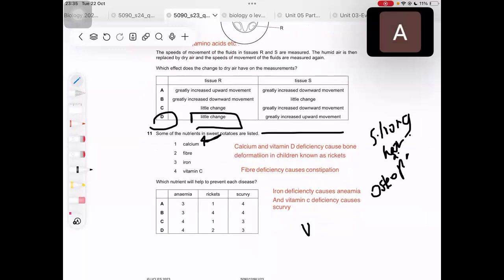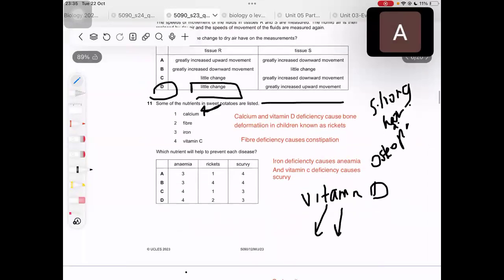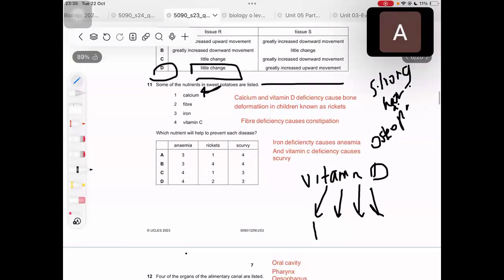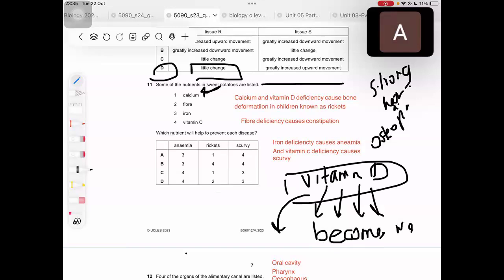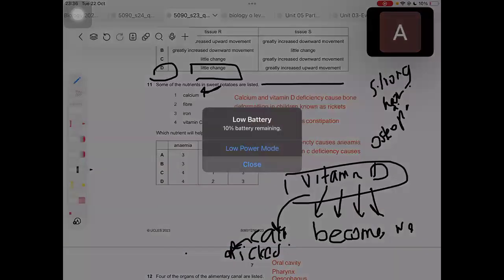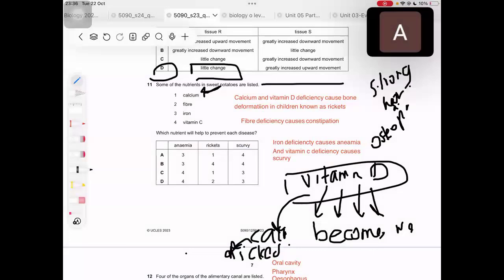Plus, did you know when we don't have enough vitamin D in our body, we can't absorb this calcium? Our blood will have calcium, but our bones can't absorb it. That means our bones will become weak. So children with vitamin D deficiency, since they can't absorb calcium, will have a condition called rickets. That also happens due to vitamin D deficiency, not just lack of calcium.